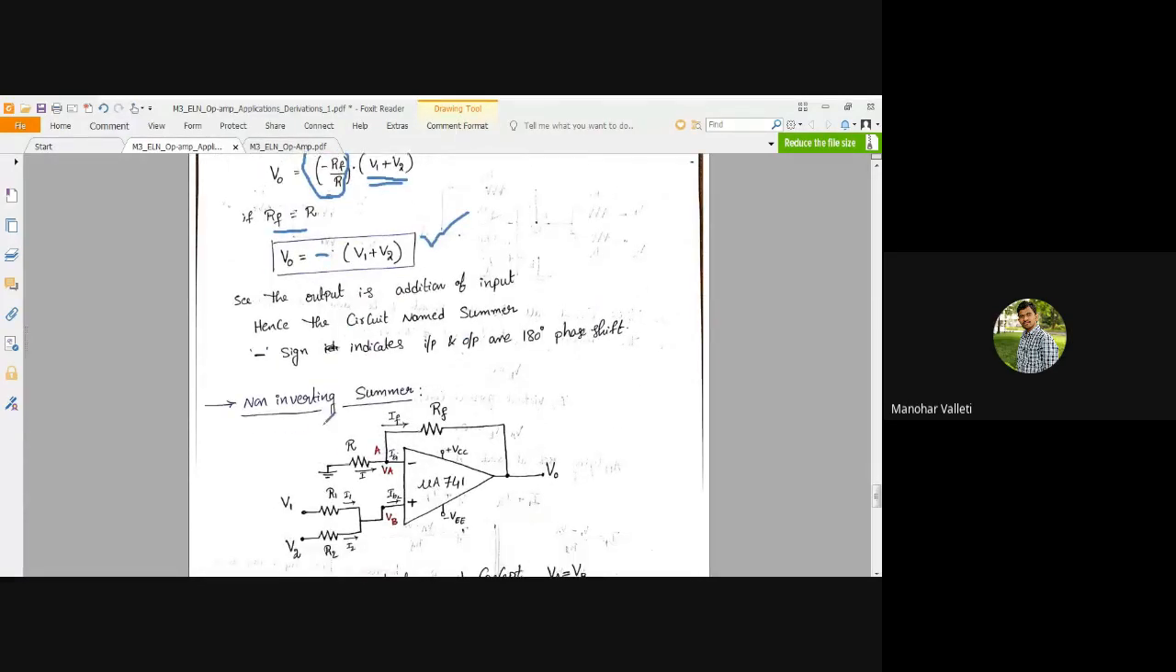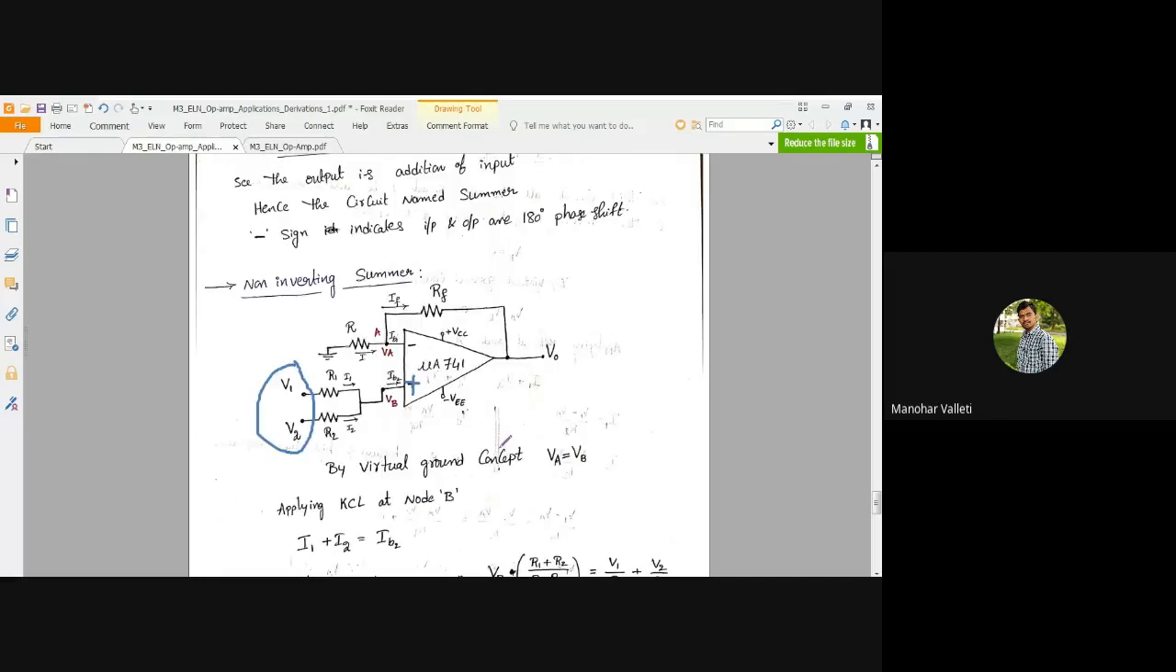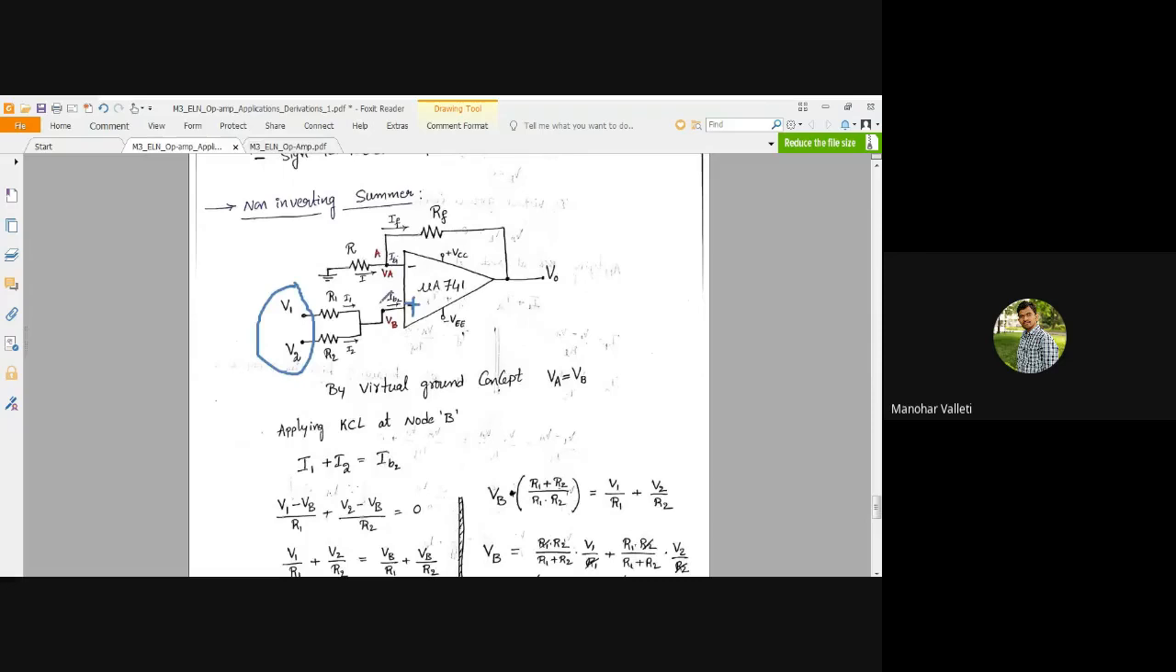And for the non-inverting summer, the only difference is that we apply the inputs to be added at the non-inverting terminal. See here, the inputs are applied at the non-inverting terminal. So if you see the derivation again, till here this circuit is a non-inverting amplifier, right? The non-inverting amplifier output equation is 1 plus Rf by R1, but here R1 I assumed as R.